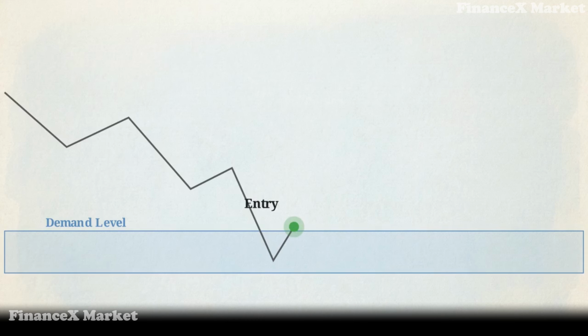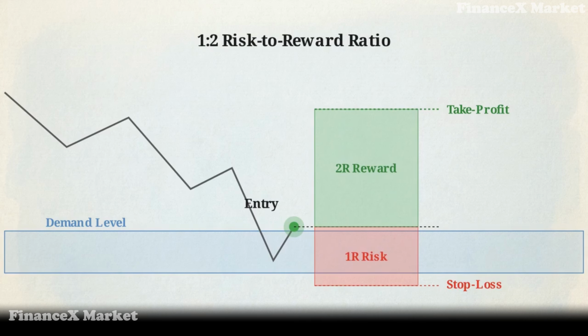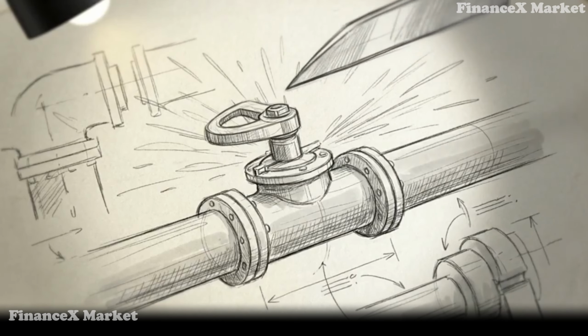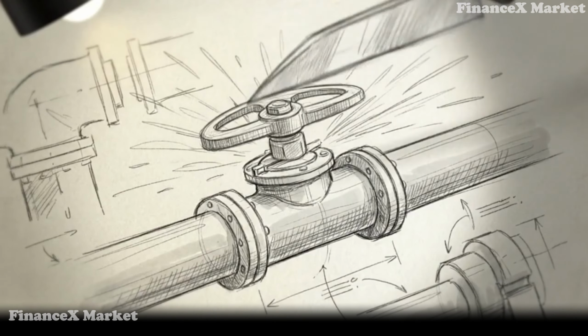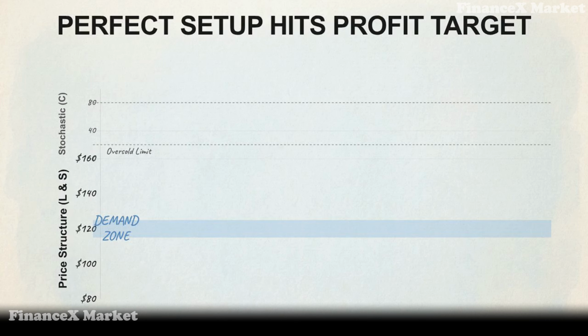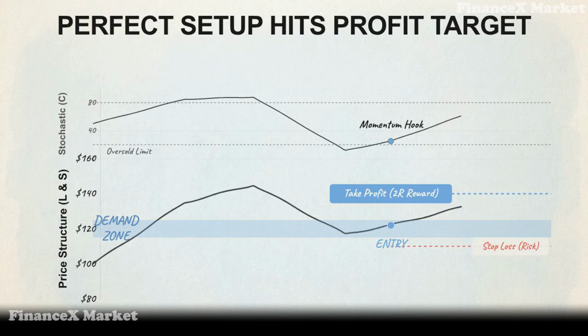Upon entry, place your stop loss just outside the edge of your drawn rectangle. Set your take-profit target at twice your initial risk, creating a 1-to-2 risk-to-reward ratio. This final confirmation acts as a safety valve, shielding you from catching a falling knife during sudden market drops. With all 3 steps aligned, the price respects the zone, bounces, and hits the take-profit target.